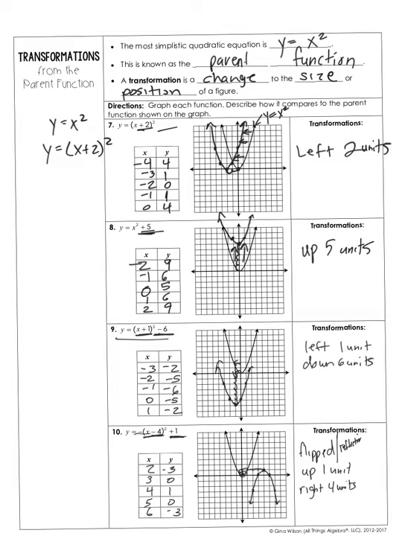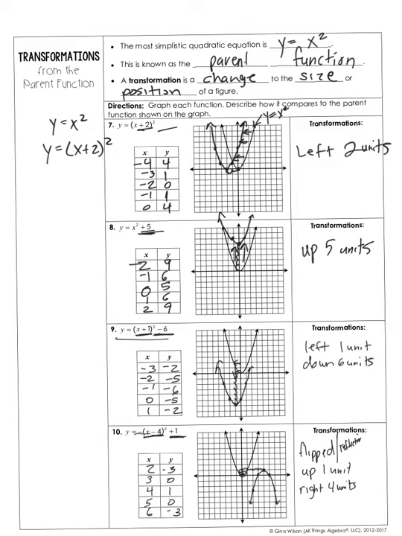Number 18, reflected over the x-axis, then translated 5 units right and 2 units down. Okay, y equals -1 x minus 5 squared minus 2. So remember, anything that's left or right is opposite. So if we're going right, it's minus 5. If we're going down, it's minus 2.